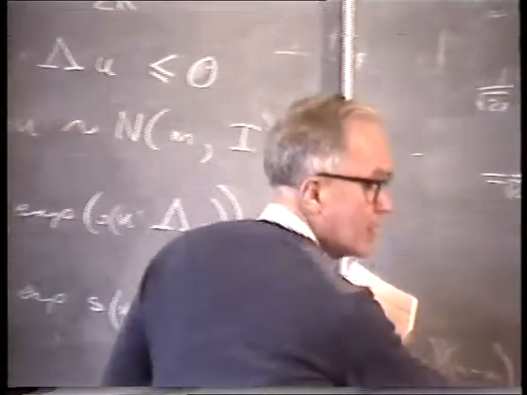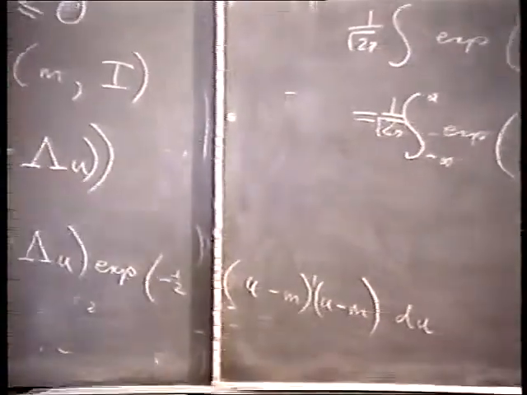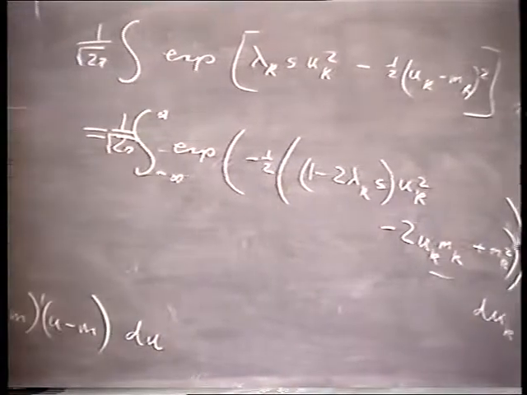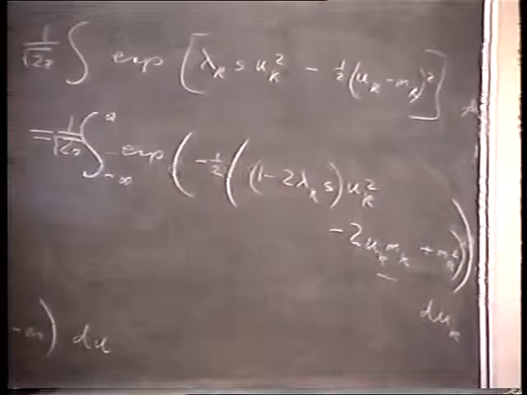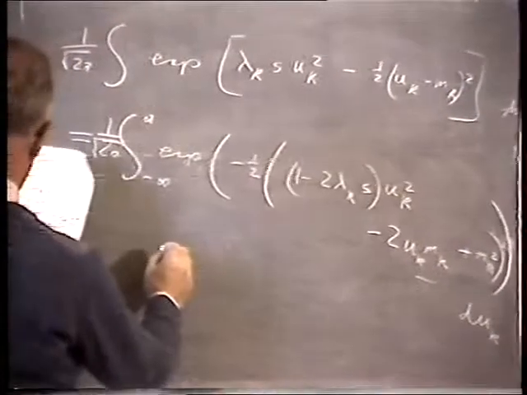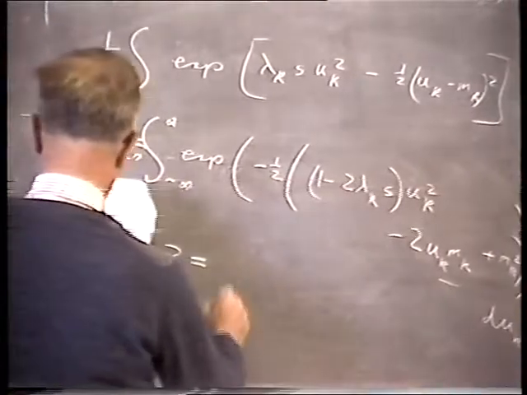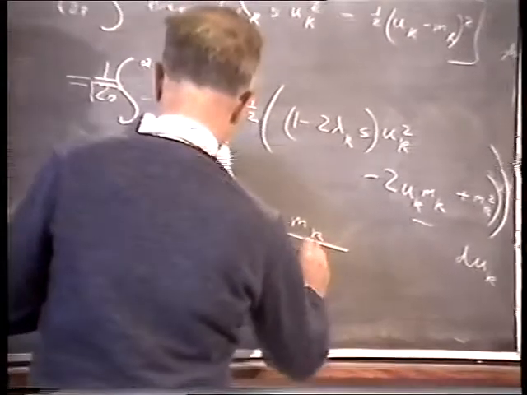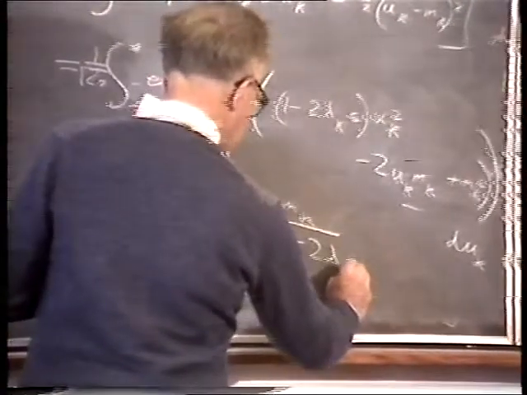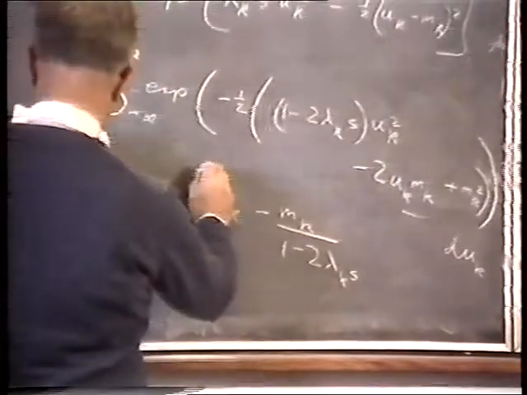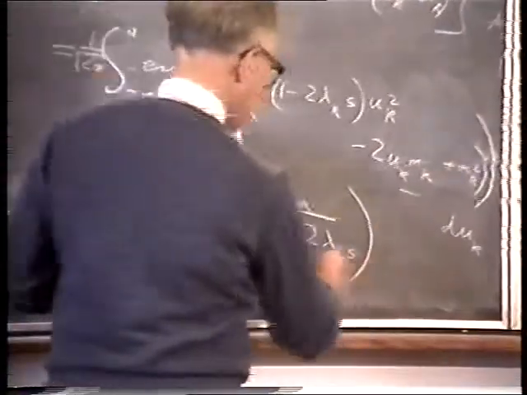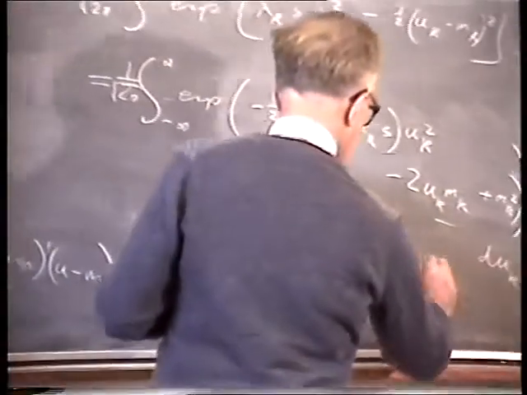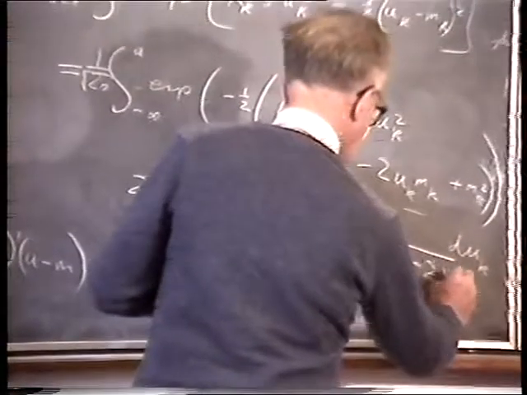Perhaps I won't put in the full detail of the way that one does this transformation. I'll just say what's required to be done. What one does is to take a transformation z equals (u_k minus m_k) upon (1 minus 2 lambda_k s), and multiply that by the square root of 1 minus 2 lambda_k s.